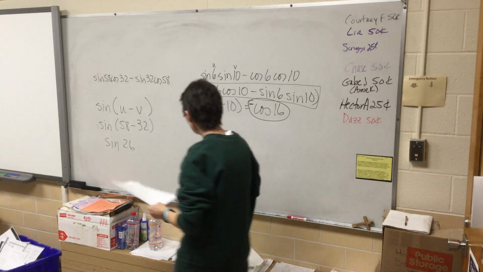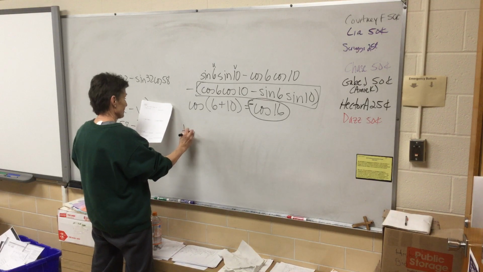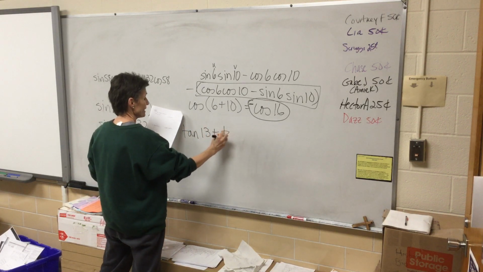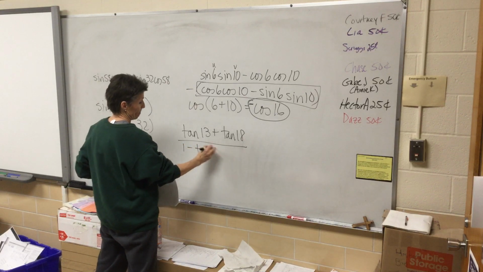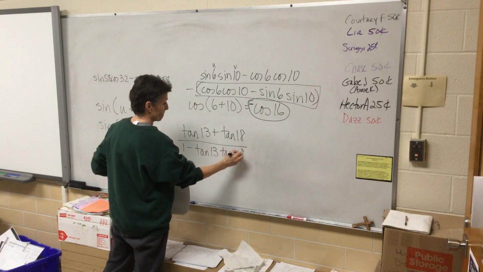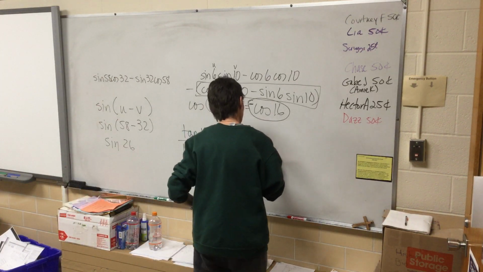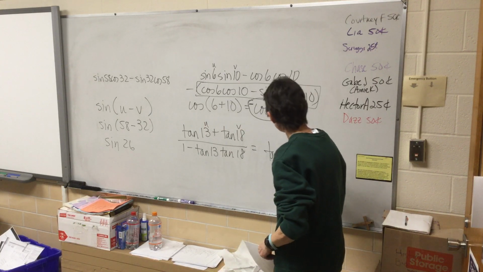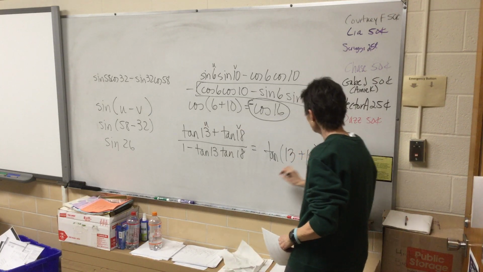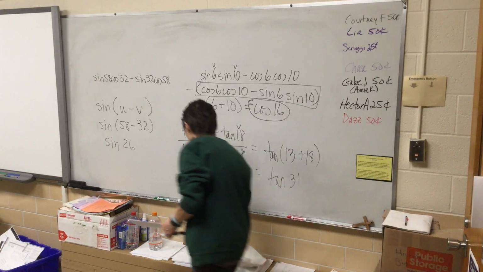All right, what about B? Oh, sorry, I went out of order. That was D. What about B? Tan 13 plus tan 18. Which formula is this? Tangent u plus v, yep. So my u and my v are 13 and 18. So this is the formula for the tangent of 31.